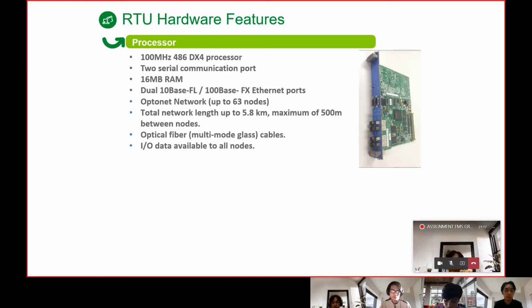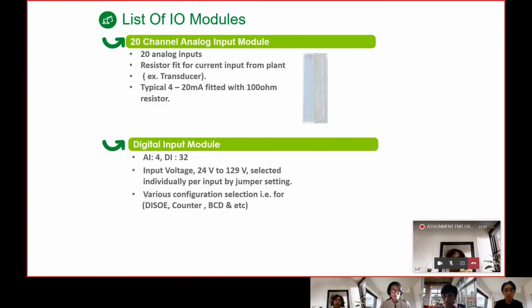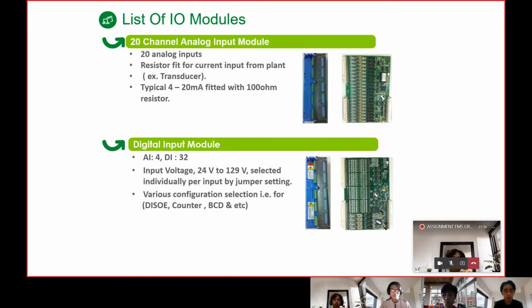So the TMB will use what is suitable with their substations for the processor. The processor uses optical fiber, which uses multi-mode glass cables, and input-output data is available to all nodes. Okay. The next part is the list of I/O modules.